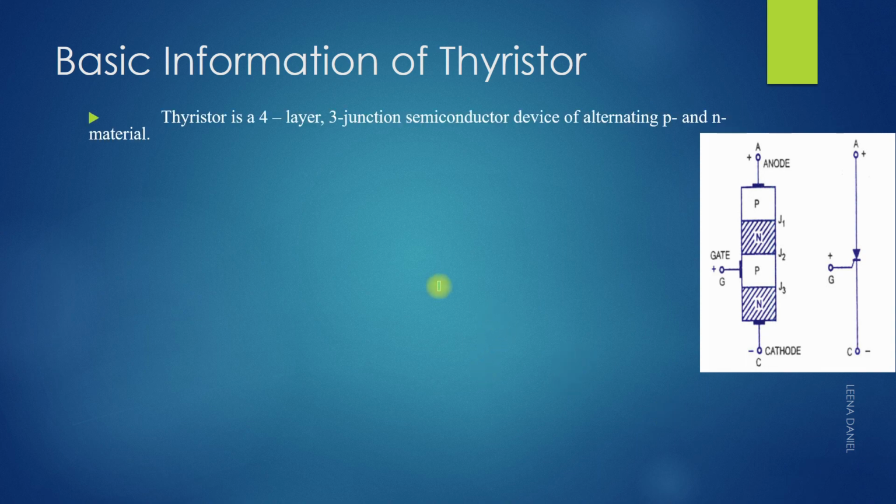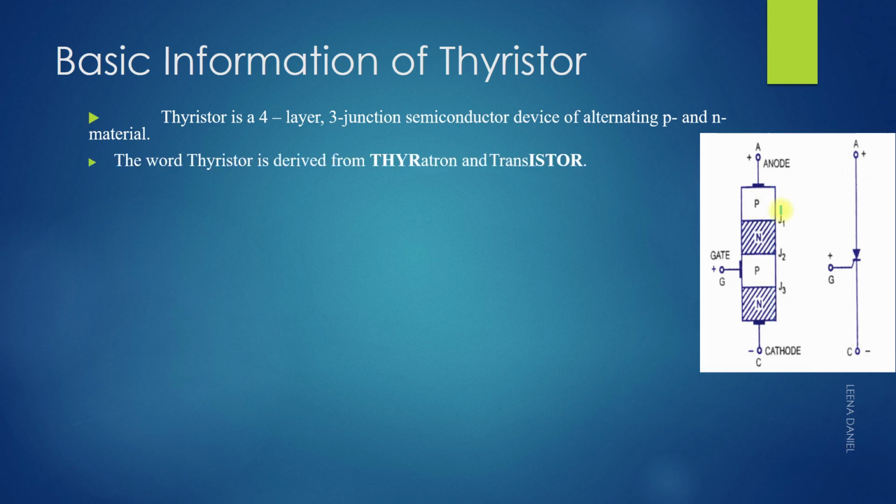First, as I told you earlier, thyristor is a four-layer three-junction semiconductor device of alternating P and N material. Means these form 1, 2, 3, 4. This is called the four layers. Three junctions: when we connect these four layers, it creates three junctions, J1, J2 and J3.